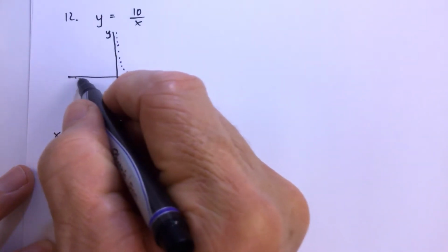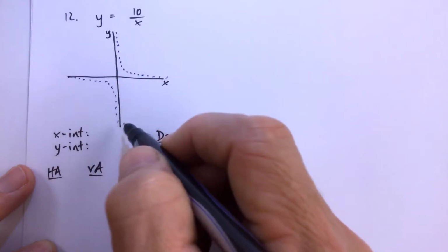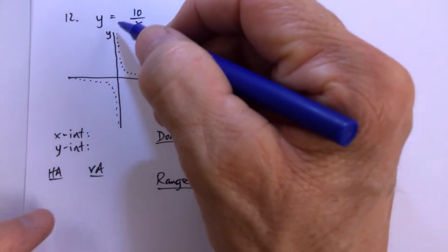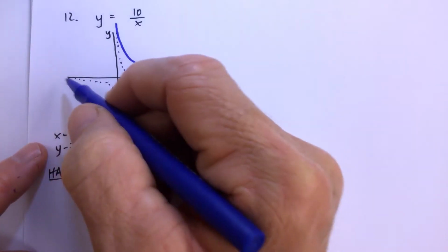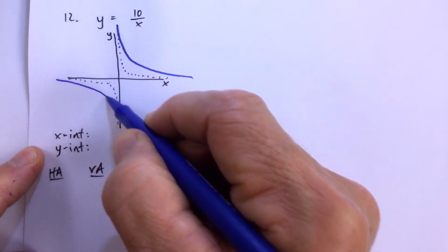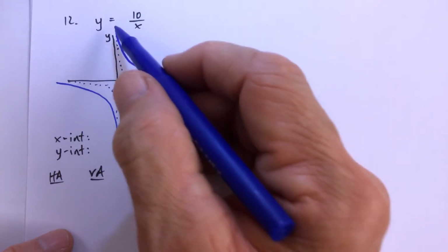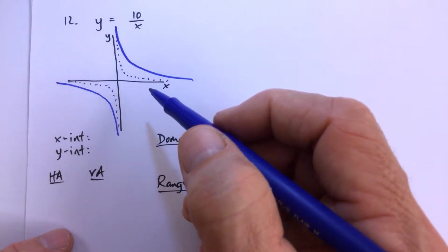And then notice it gets close to the origin, and it gets close to each of the axes, but it doesn't actually hit the origin. It doesn't hit either of the axes as well. But the graph of y equals 10 over x is just going to be a little bit further out away from the origin. And as far as I'm concerned, as long as you have the right shape and you have the graph in the correct quadrants, I'm okay.